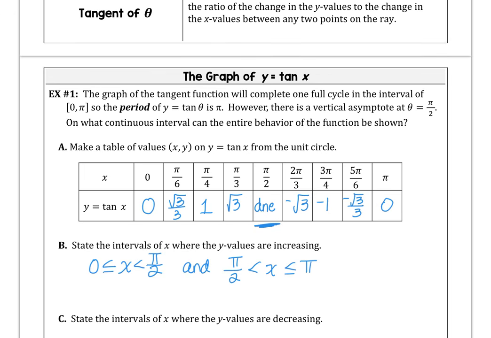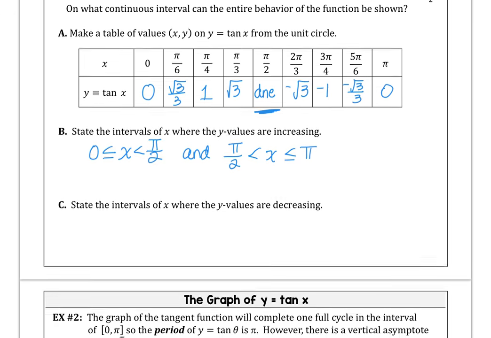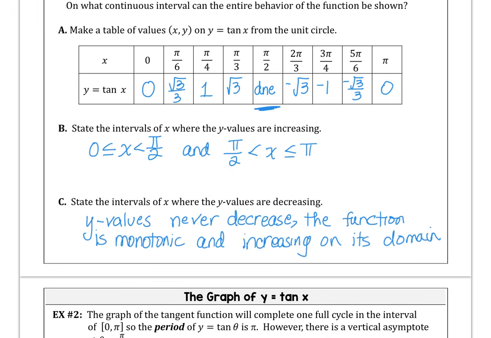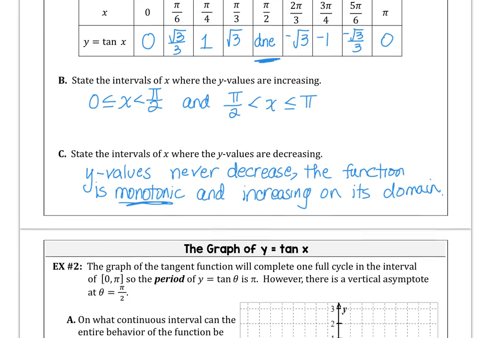For part C, state the intervals of x where the y values are decreasing. In this case, you see the y values never decrease. We say that the function is monotonic and it's increasing on its domain. Monotonic means it has the same behavior overall.